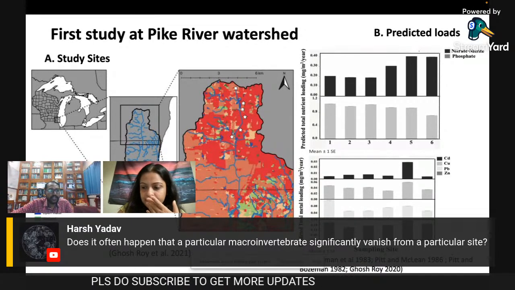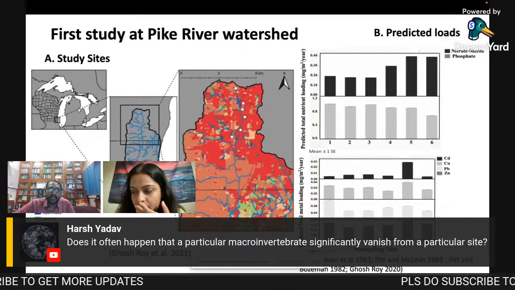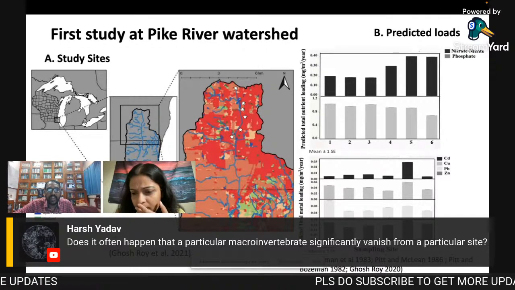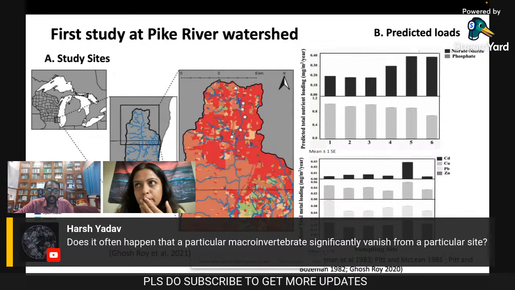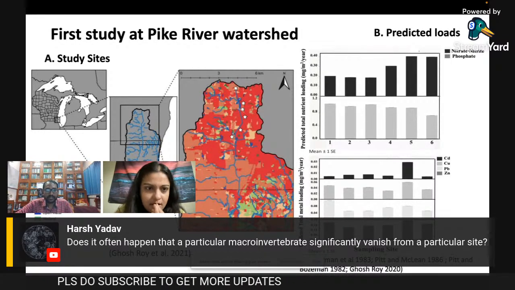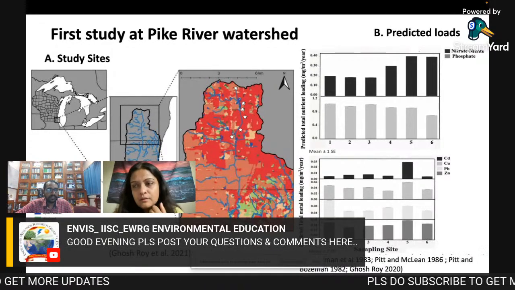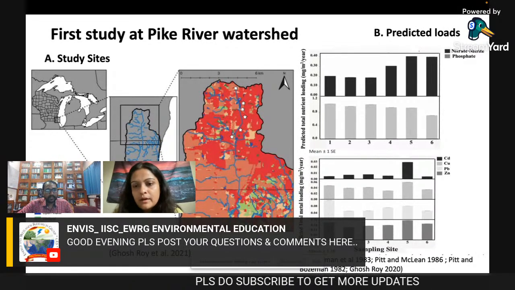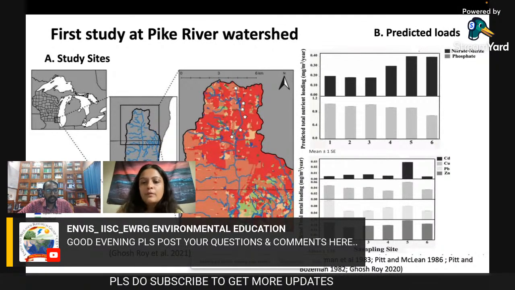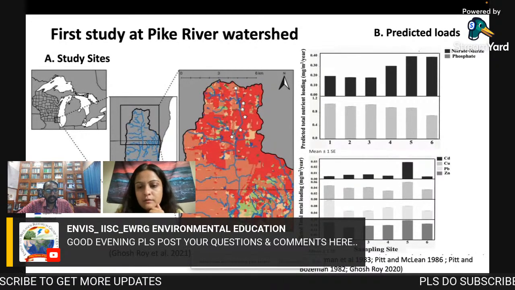Okay. There is a question from Harsh Yadav. Does it often happen that a particular macroinvertebrate significantly vanishes from a particular site? Yep, it can, because if stress factors increase and it cannot sustain, then it will vanish. For example, bacteria might also vanish because the stress factor, the pollution, is so much that it will totally vanish. It will be extinct from that particular ecosystem. They are sensitive species, so they will vanish.